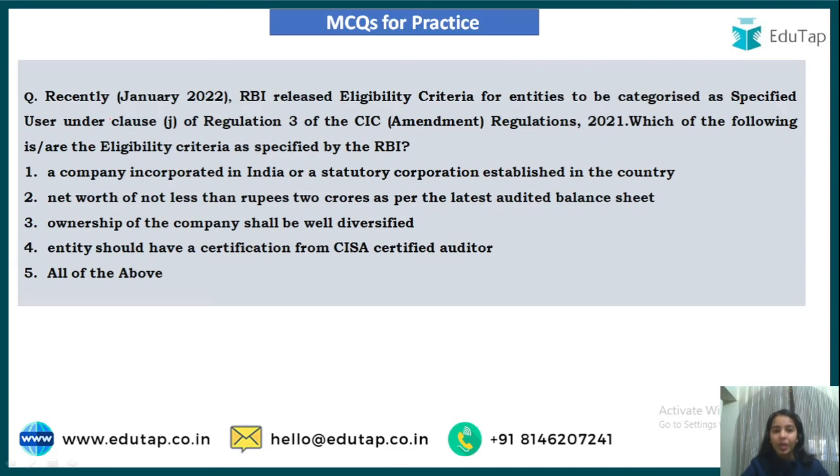Recently, in January 2022, the RBI released the eligibility criteria for entities to be categorized as specified users. So which of the following is or are the eligibility criteria? This you have to tell. I hope you have remembered all the 8 eligibility criteria. There are 8 eligibility criteria, and you have to tell which among these are the true answers. I hope you are able to give the answer now.